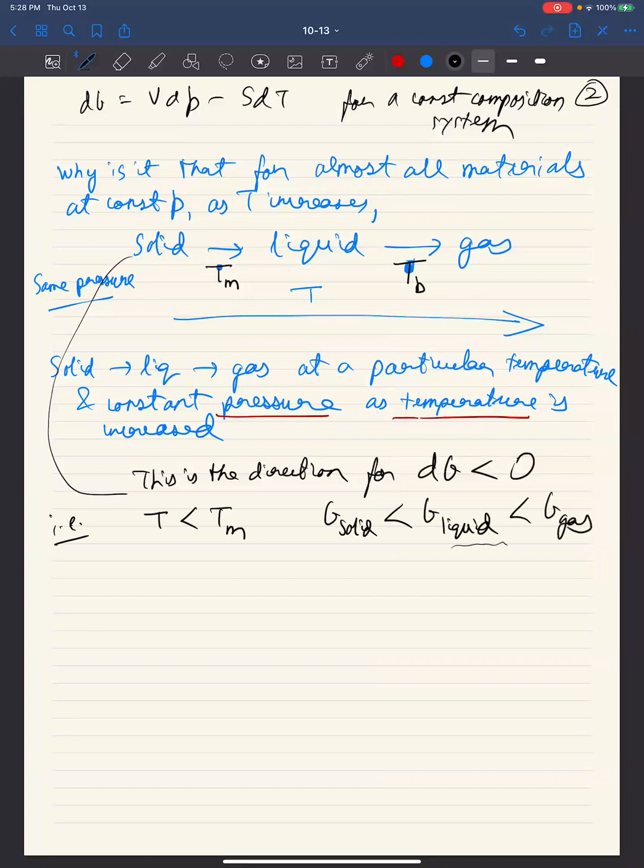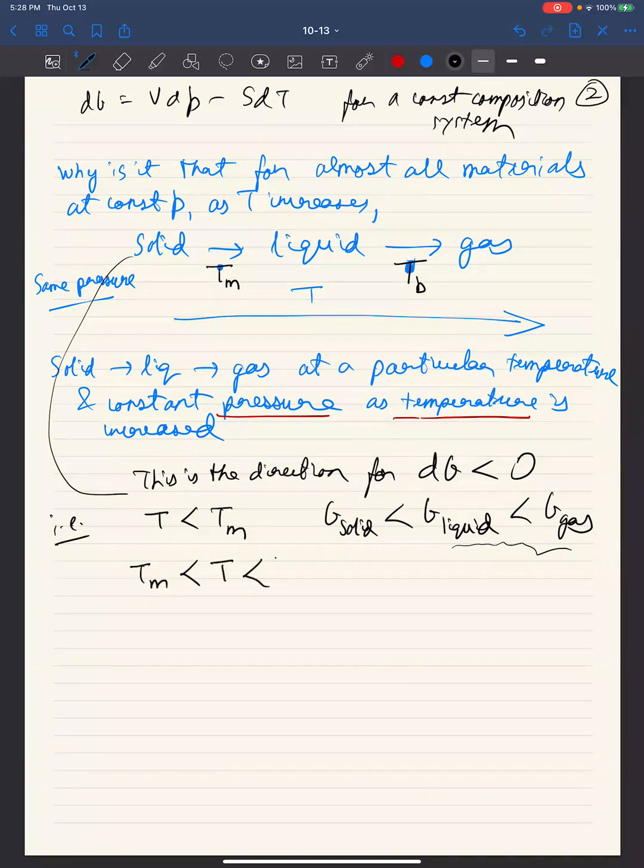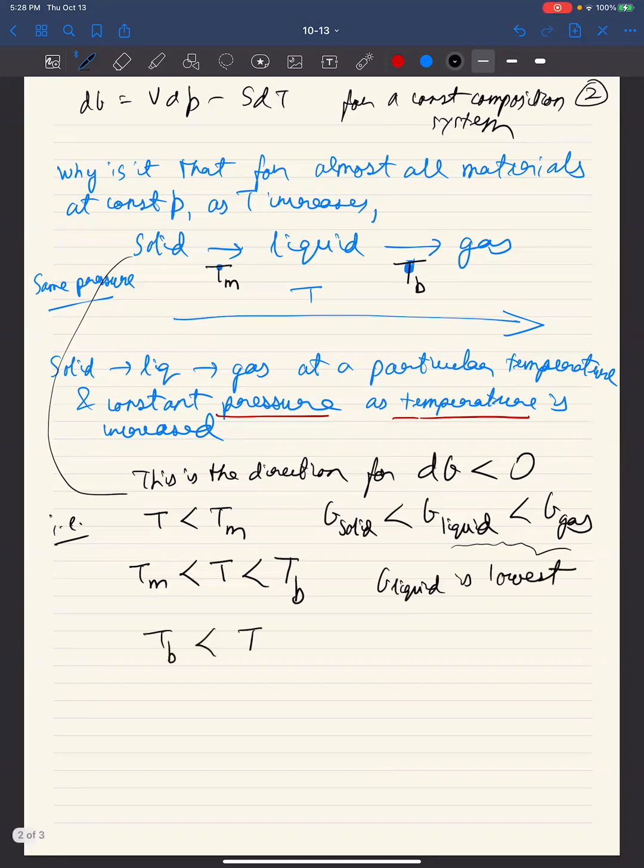Actually, we don't care about these two. We just want to show that solid is lower than liquid and gas. Then at Tm less than T less than T boiling, we want to show that G liquid is lowest. Okay, you exist as a liquid. And at T more than T boiling, we want to show that G gas is lowest. And the reason we are using G here is because we are talking about a constant pressure process. If we were talking about a constant volume process, then we would be using the Helmholtz free energy to do the same thing, okay? So let's try to prove this.